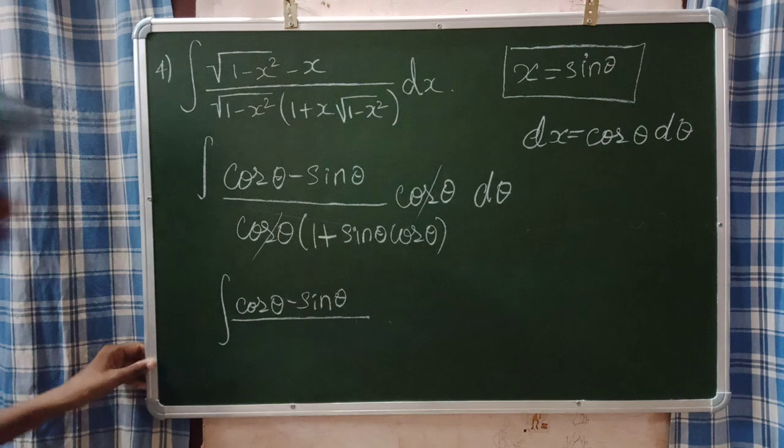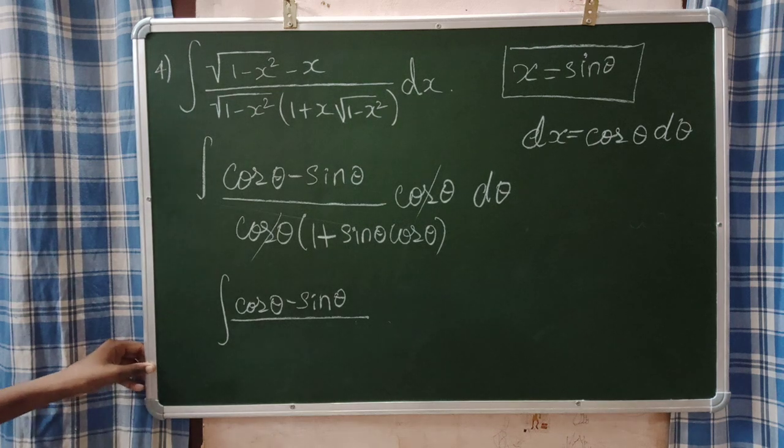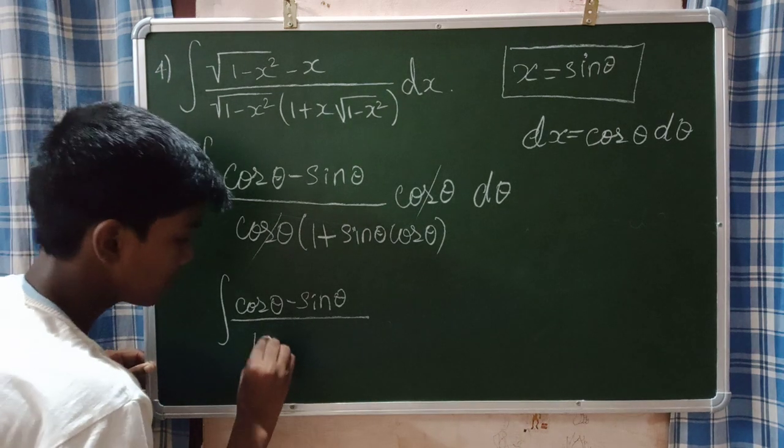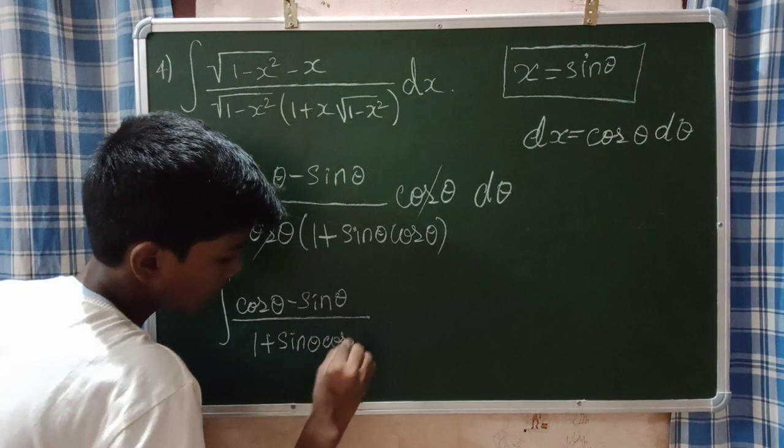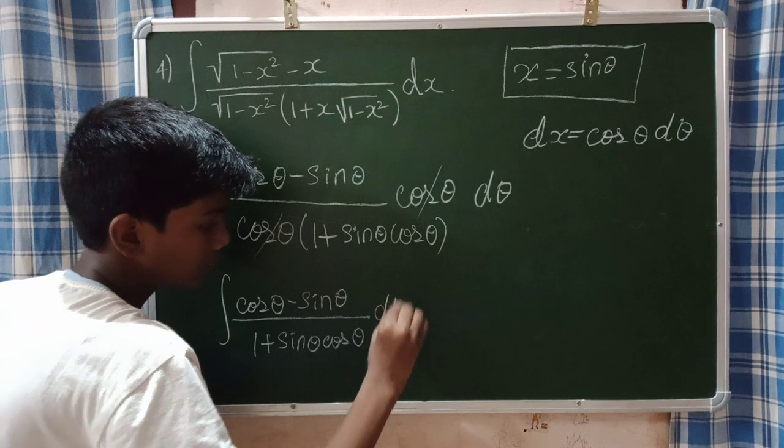minus of, what you will get, guys: minus of 1 plus sin theta cos theta, then d theta. That's all.